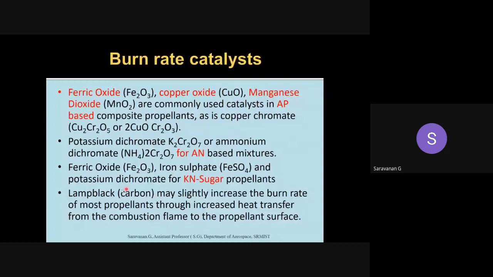Sometimes we use lamp black carbon, which may slightly increase the burn rate. This can be due to heat transfer by three modes, conduction, convection, and radiation, from the combustion flame to the propellant surface.